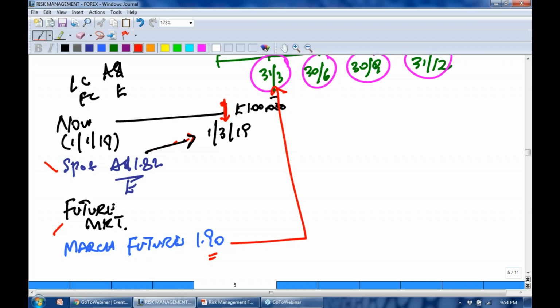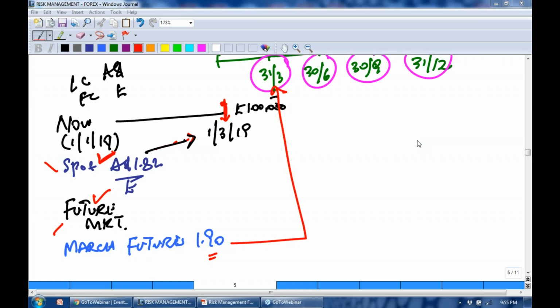And furthermore, what is the difference between the spot and future market? In the spot market, if we click here, the market says pay 1.82 to get 1 sterling, meaning the actual transaction occurs on the spot. If we click future, future doesn't mean making any transaction. It doesn't mean buying these dollars.